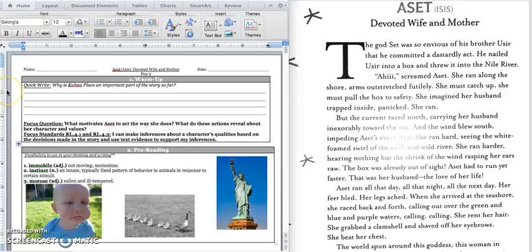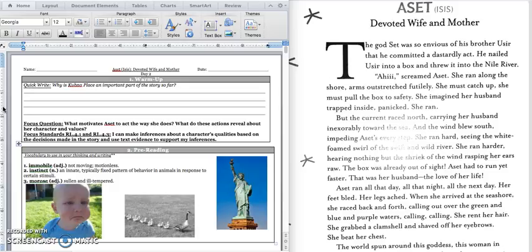Good afternoon, fourth grade. We're going to continue reading in our text, Aset, Devoted Wife and Mother. Before we get started reading, we want you to answer the question, why is Covenant Place an important part of the story so far? If you remember from parallel teaching, you'll know that it is the place where Usher's box washed up on the shore, and he became a beautiful, fragrant cedar tree. Press pause to write down your answer and play when you're ready for the focus question.